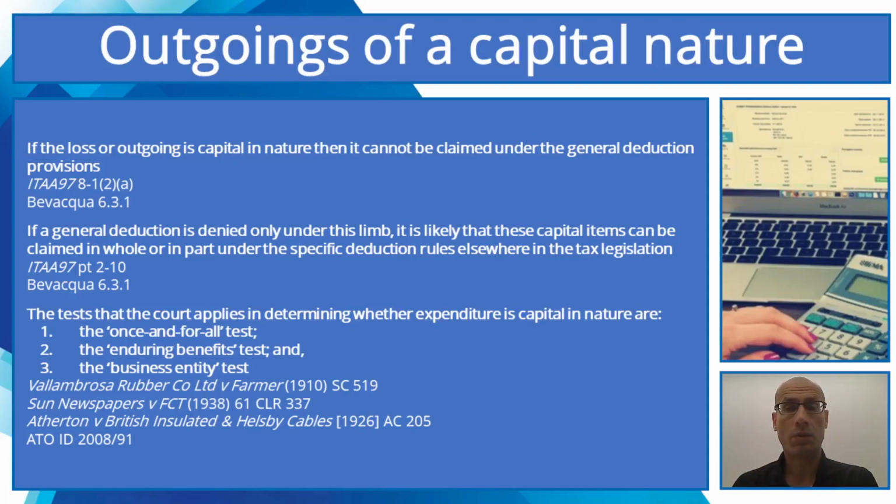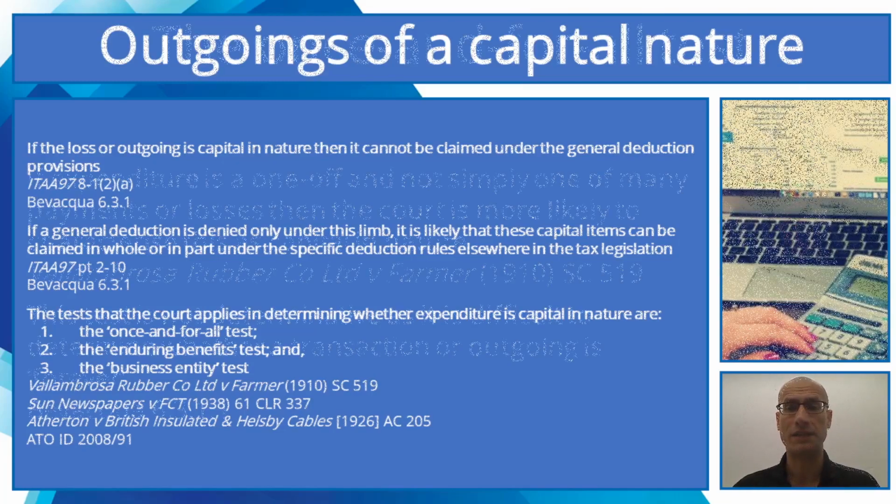And there's a series of court cases that the courts use for determining whether or not a particular item of expenditure is capital in nature or not. And so the tests sort of evolved over the last 100 years or so. And so the three they use is the once and for all test, the enduring benefits test, and the business entity test. But the third one is really the preferred test in Australia, and it sort of folds the previous two tests into it. So I'll go through each of these in turn.